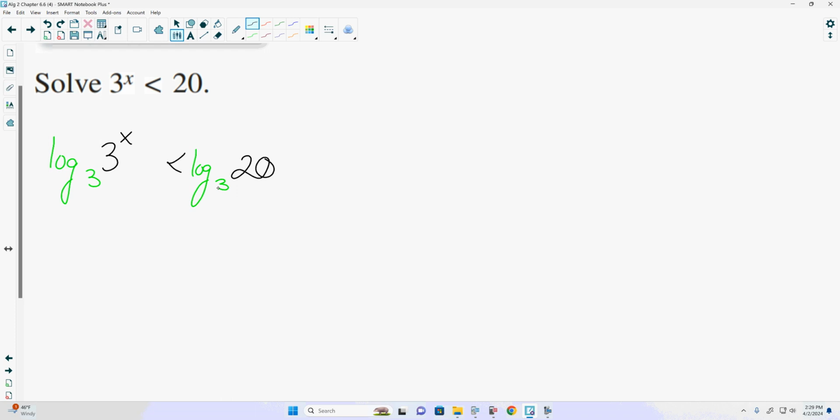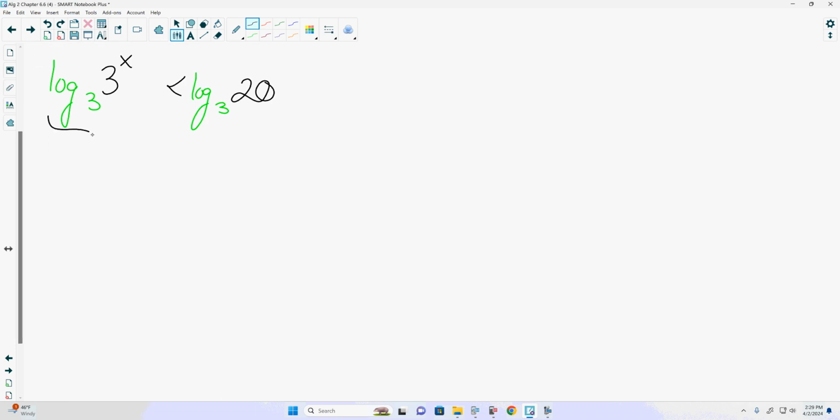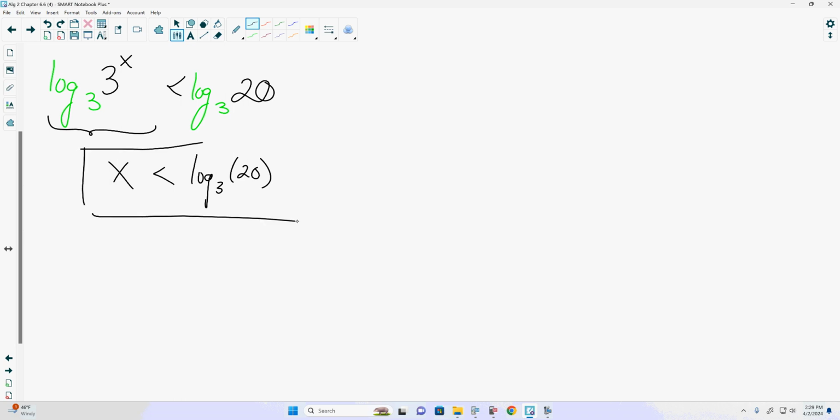And the reason we use log base 3 is because our log base 3 of 3 to the x will become x is less than log base 3 of 20. Now that we've gotten the variable out of the exponent, we can get x by itself. Well, here, x is indeed by itself. That's it. Log base 3 of 20 is a number, but it's not going to be a nice number. It doesn't simplify, so we're just going to leave it as this here.